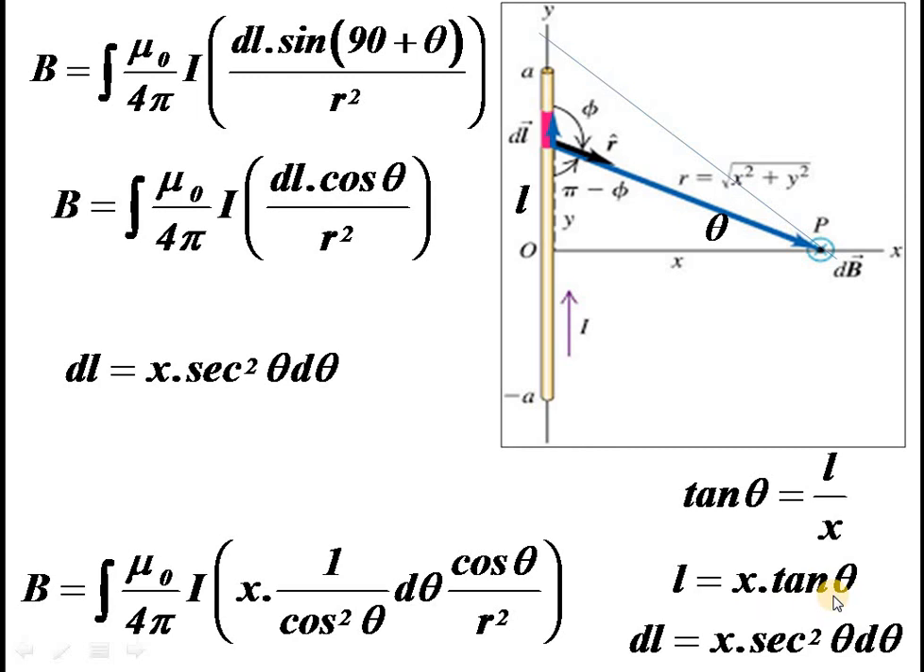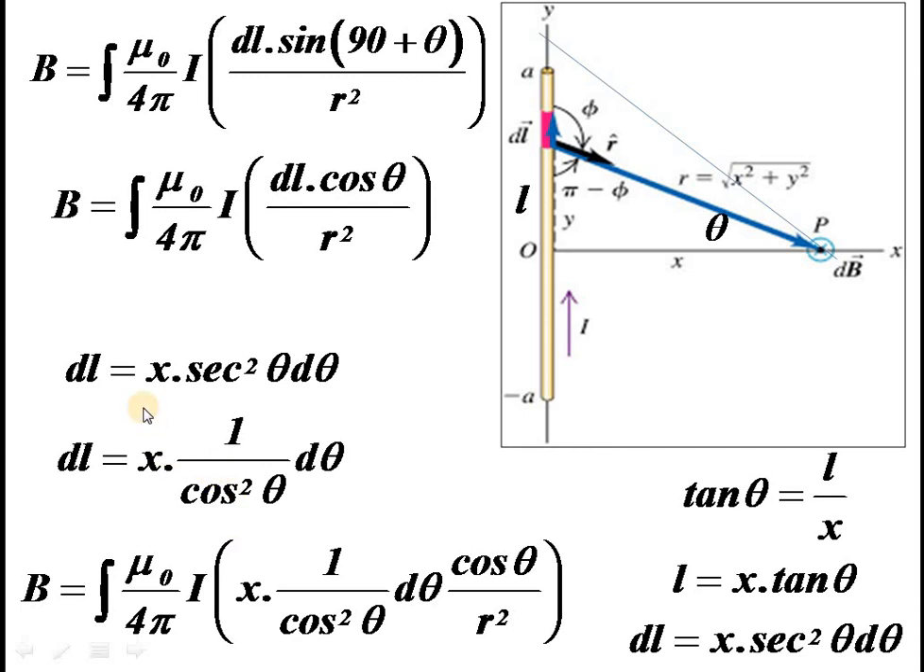What about dl? dl will be equal to x times the differential of tan theta. So that will be sec square theta d theta. Obviously we know the fundamental differential forms. So the differential of tan theta will be sec square theta d theta. So we have replaced this dl with x sec square theta d theta. So let us do that. Sec square theta is of course 1 by cos square theta, d theta.